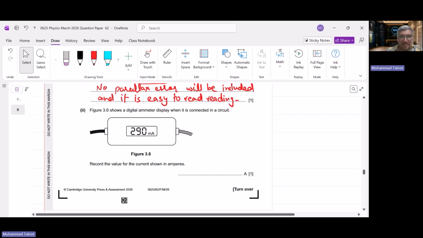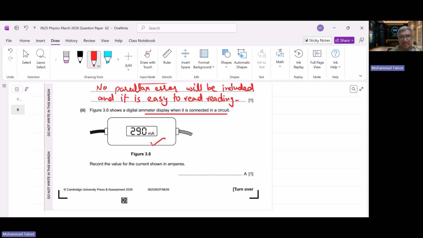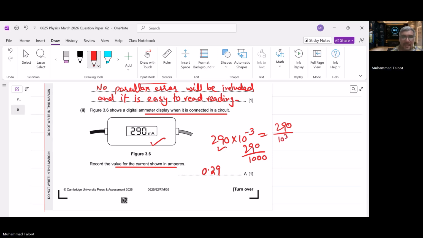So here is what the digital meter displays when it is connected in a circuit. So this much reading, 290 milliampere. Record the value of the current shown in ampere. So 290 milli is 10 to the power minus 3. It is a prefix. You must remember the prefixes. You can write this, but it is better to write 0.29, so 290 divided by 1000. Why 1000? Because when you take this 10 raised to power 3 in the denominator, it becomes positive.